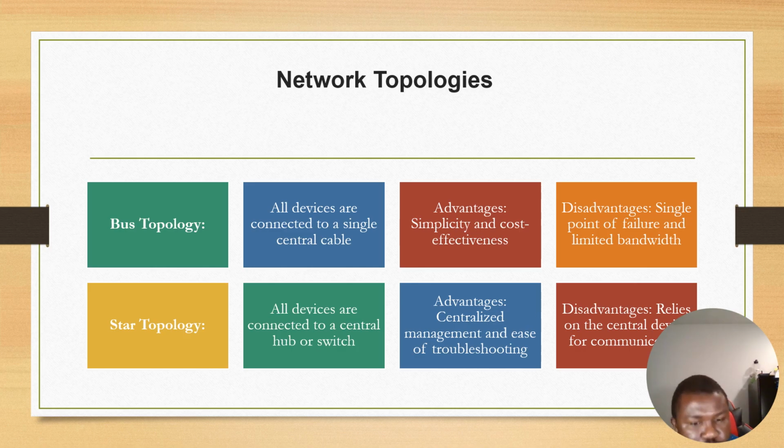In a star topology, on the other hand, all the devices are connected to a central hub or switch. Now, the advantages that the star topology offers is a centralized management system and, of course, ease of troubleshooting. The disadvantage, on the other hand, is that it relies on that central device for all communications.